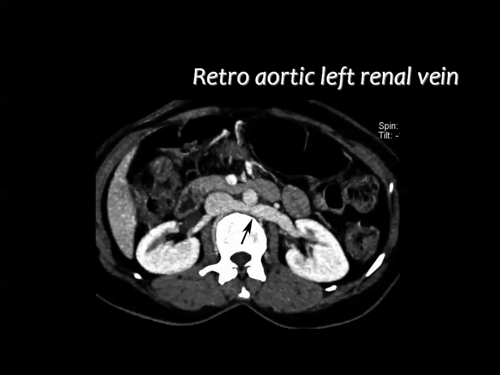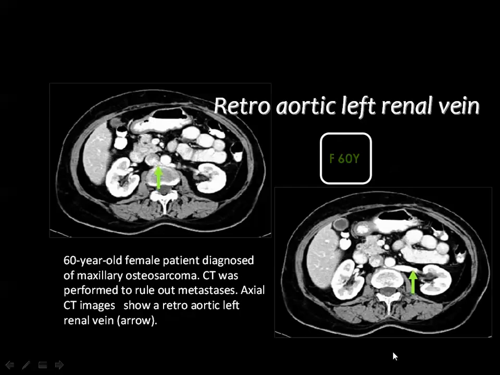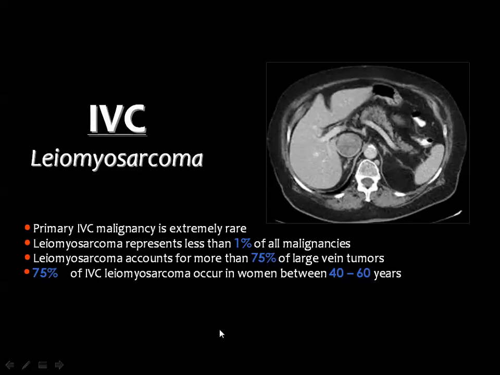We should identify the number of the renal arteries on both sides, and also we should identify the course of the left renal vein, whether it is posterior to the aorta or anterior to the aorta. And this is also a retroaortic left renal vein. This is the aorta, and the renal vein is crossing behind the aorta.